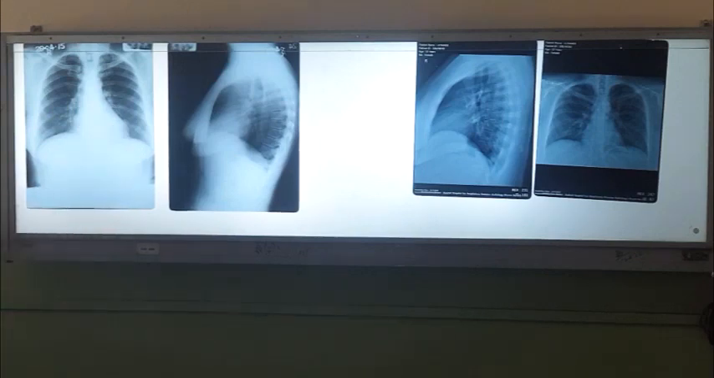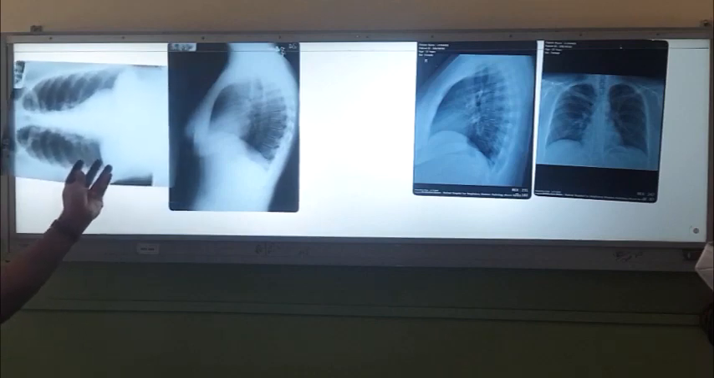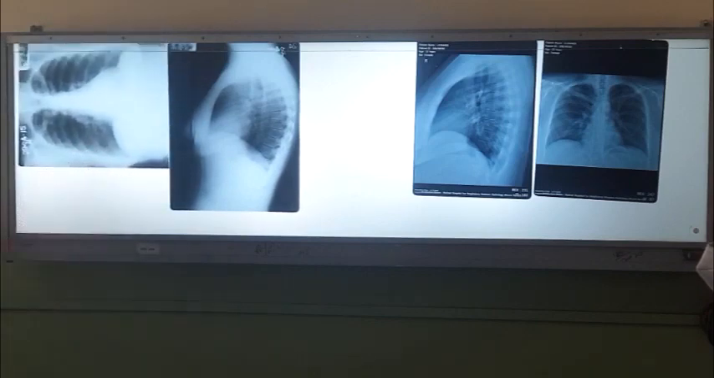Sometimes if you suspect fractures here, you can ask for an oblique film, in which you can see the fractures clearly. And say if there is a pneumonia here and you are suspecting a pleural effusion there, you can ask for a lateral decubitus film. You keep the patient in the lateral decubitus position and do an X-ray.